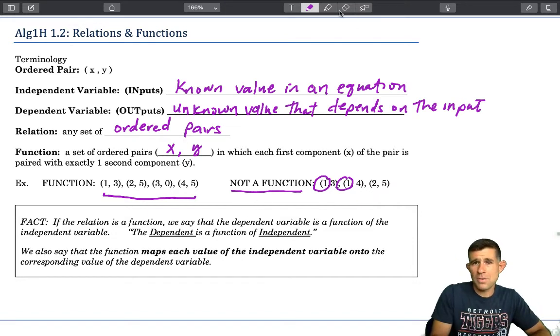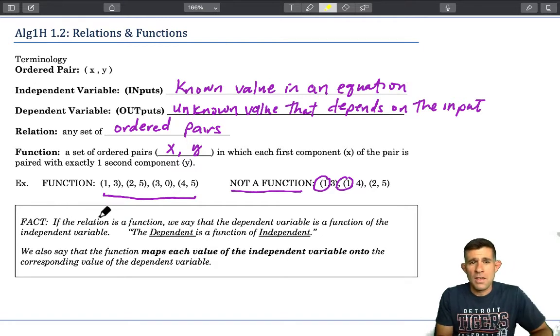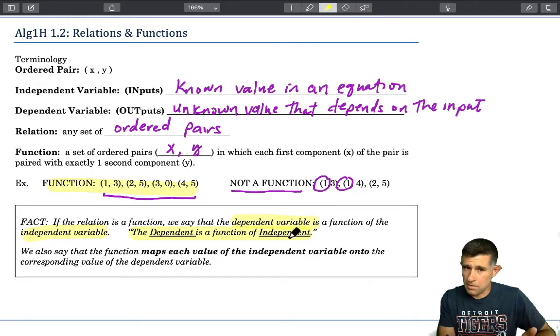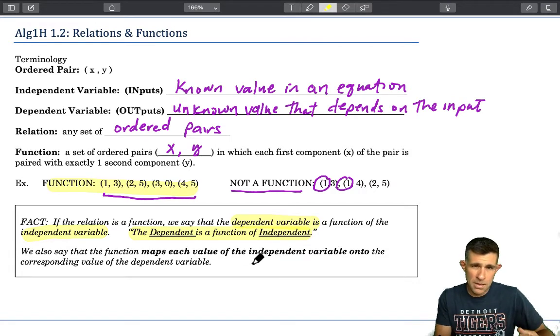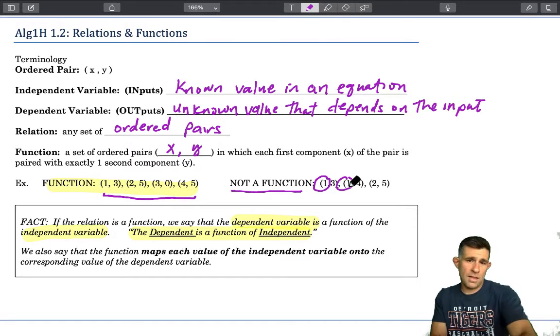All right, some more terminology. We're just going to highlight a few things here. If the relation is a function, like we saw right up here, then we say that the dependent variable, that's our y variable, is a function of the independent variable. In other words, the dependent is a function of the independent. The y is a function of the x. All right? We also say that the function maps each value of the independent variable, the x, onto the corresponding y value or the dependent variable. So again, a little bit of terminology that you'll hear us use in class.